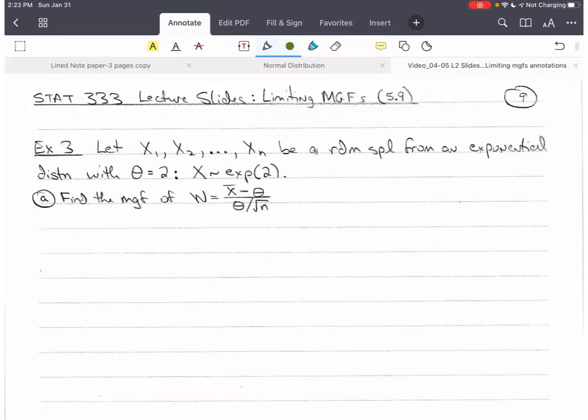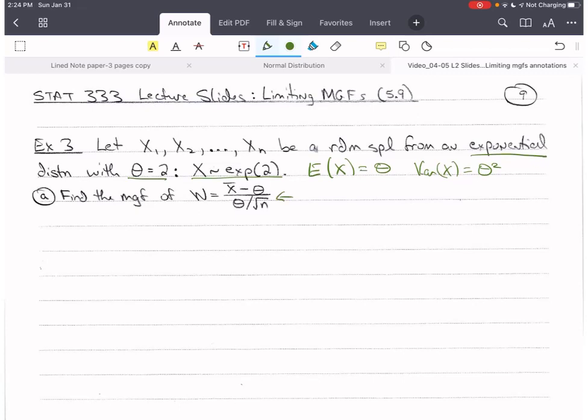Now let's do an example using the results and some of the techniques we found last time in the proof of the central limit theorem. We're going to let X1, X2, up to Xn be a random sample from an exponential distribution where theta is equal to 2. So we have that X is an exponential 2 here. We want to find the mgf of W equals (X bar minus theta) over theta, divided by the square root of n. Now, remember that E of X is equal to theta, and the variance of X is equal to theta squared. So the mean and the standard deviation are the same, which is theta, and that's what we're seeing here.